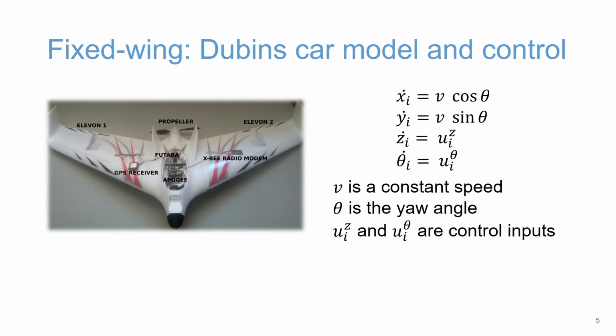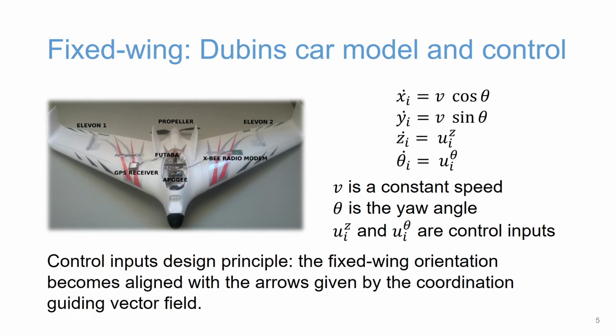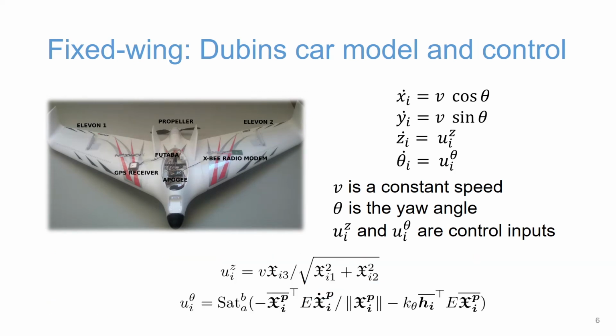We use the guiding vector field for not only the single integrator model, but also other robot models. Here, the fixed-wing aircraft is modeled by a Dubins car. We can use the Lyapunov theory to design the 2 control inputs, u_z and u_θ, such that the fixed-wing orientation is eventually aligned with the arrows given by the coordination guiding vector field. The control inputs are shown here, which also consider input saturation. Please refer to our paper for more details.